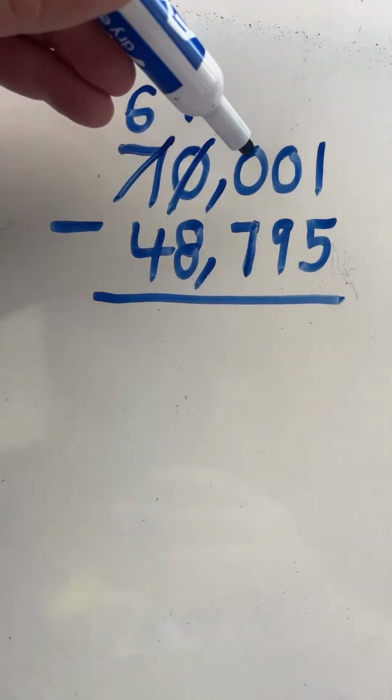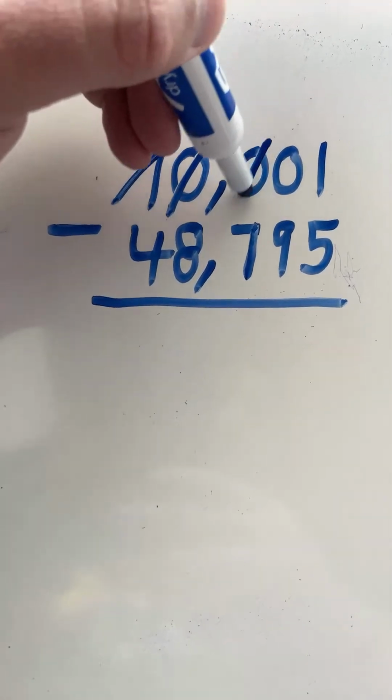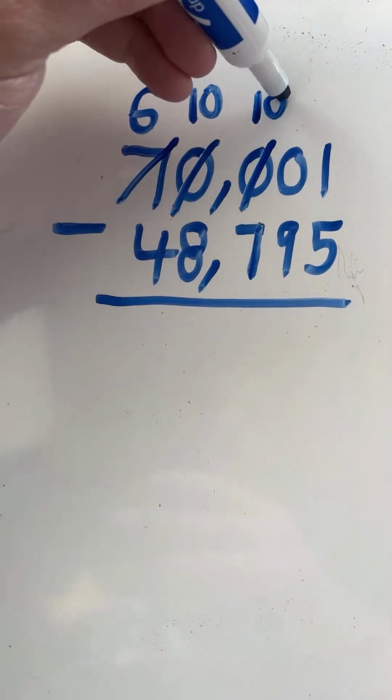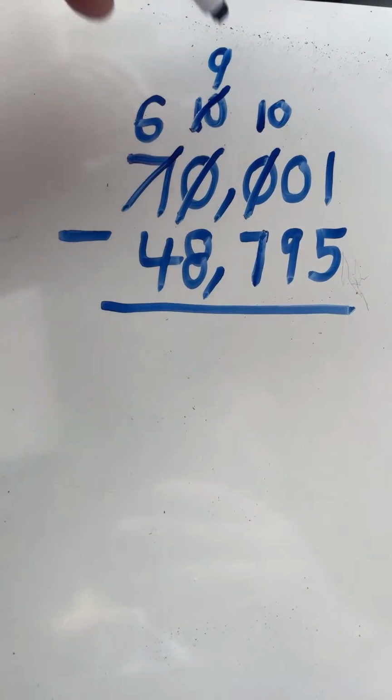Next, going to the hundreds place, you cannot start out with a 0 and take away 7. So we're going to add a 10 to the hundreds place, and then we have to take 1 away from the thousands place. So the 0 becomes a 10, and then the 10 in the thousands place, we have to take away 1. That now becomes a 9.